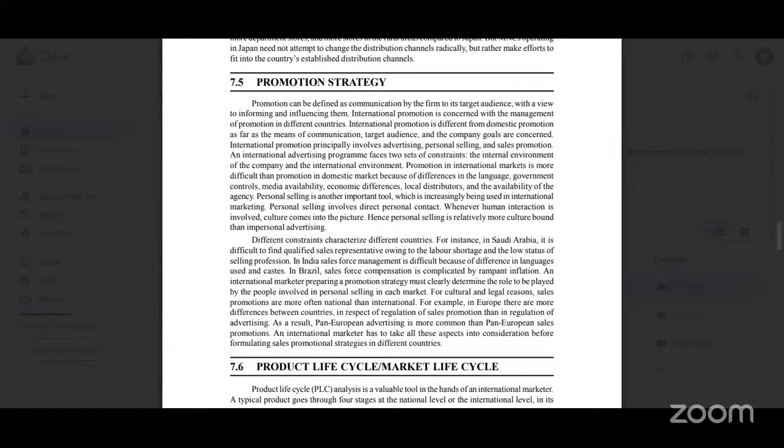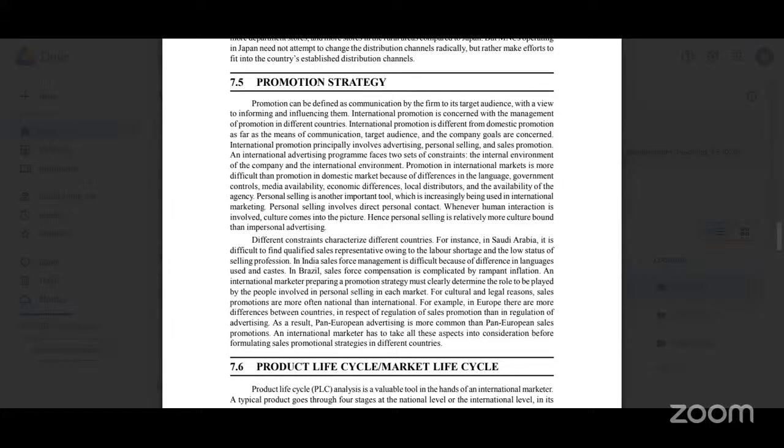So, the international advertising program faces two sets of constraints. What are those? First, the internal environment of the company, and second, the international environment. So, promotion in international markets is more difficult than promotion in domestic markets. The reason is very simple to understand. Because of the differences that we may have to face in language, government controls, media availability, economic differences, local distributors, and the availability of an agency for both the distribution and promotion of our services.